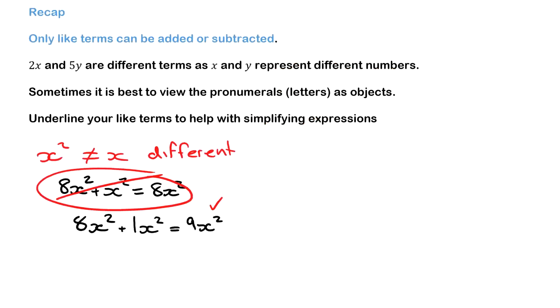And to end the video, we're going to do a quick recap. So remember, only like terms can be added or subtracted. That means I've had 2x and 5y. These are different. Remember, x and y are different numbers or different letters. Can't add them. And again, you can think of these letters as objects. So A's can be apples, B can be bananas, E's can be elephants, and so forth. You can underline your like terms to help with simplifying expressions later on. And remember, if you have some squared things or cubed things like x squared, they're not the same as just having an x. They're different terms.